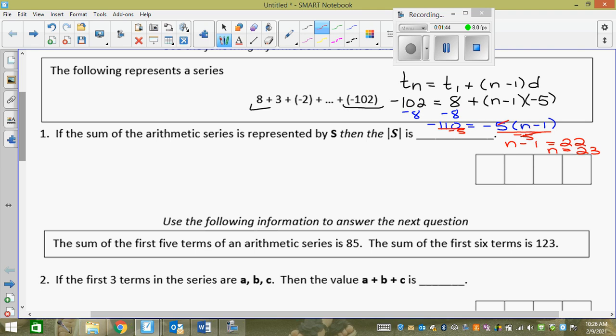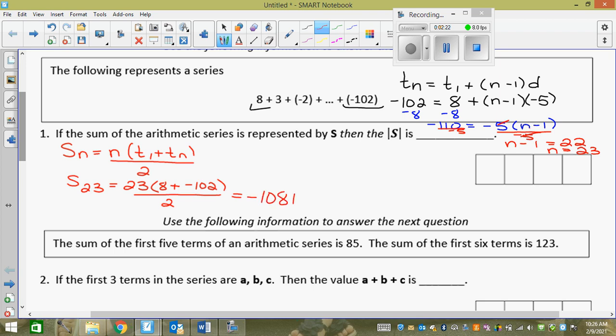Okay? So then we can use this first formula, which is Sn equals n, and we can use the first formula because we know T1 and Tn. So we're finding S23, and it equals 23 times 8 plus -102 divided by 2, and you get a 4-digit number. I can't remember what it is. 1081? Yeah. Now, it gets you actually -1081, right?